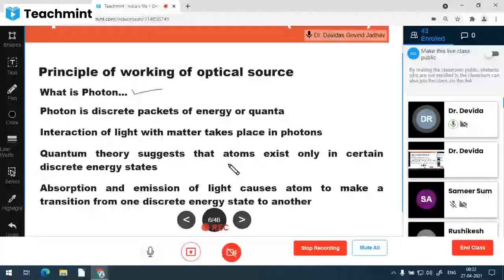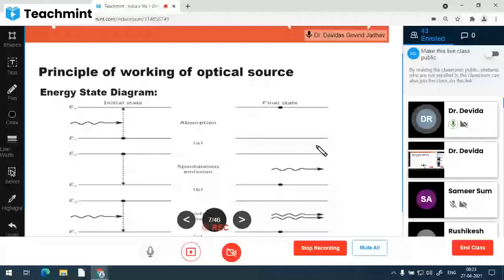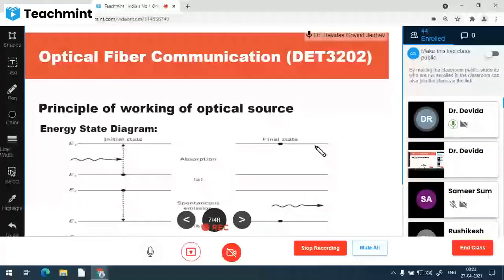So quantum theory suggests that an atom exists only in certain discrete energy levels, like the conduction energy level, the valence energy level, and other energy levels, low orbit energy levels. Absorption and emission of light cause the atom to make a transition from one discrete energy state to another, like from conduction to valence, from valence to conduction, by radiation as well as absorption. And the same is shown here. The principle of working of optical source.